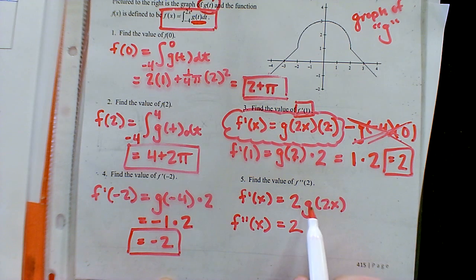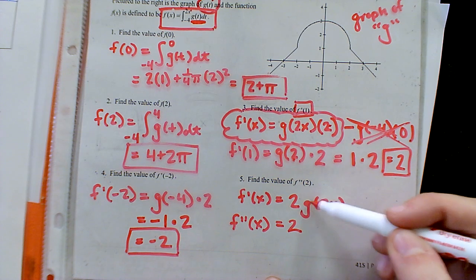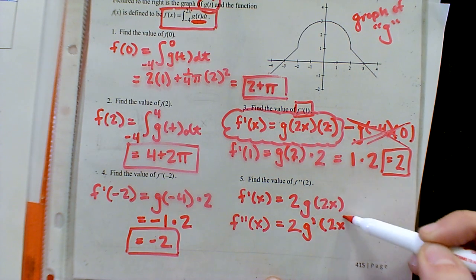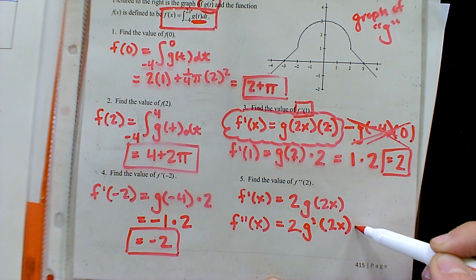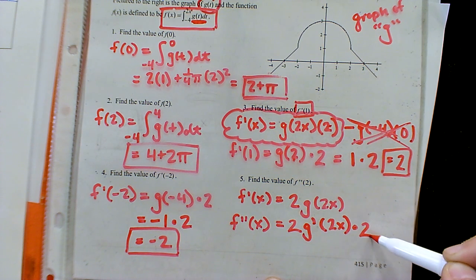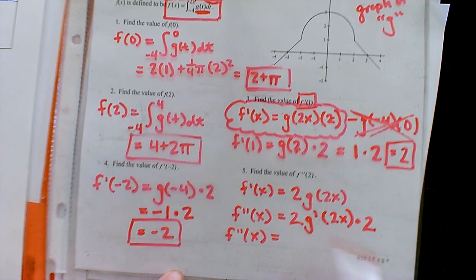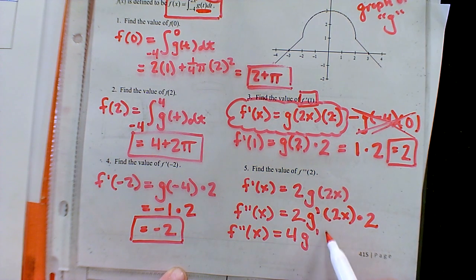How do you want to find the derivative of g of 2x? Yeah, chain rule, because we have an inside and an outside. So we need the derivative of the outside, which would be g prime. You're going to keep the inside of 2x, and then times the derivative of the inside, which would be 2. All right, so it seems like this would be 4g prime of 2x.